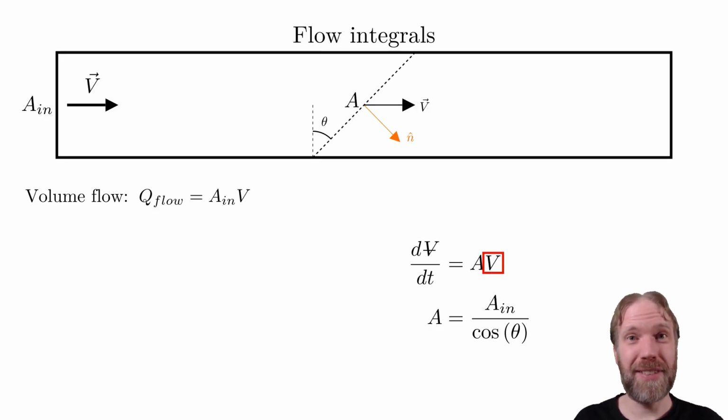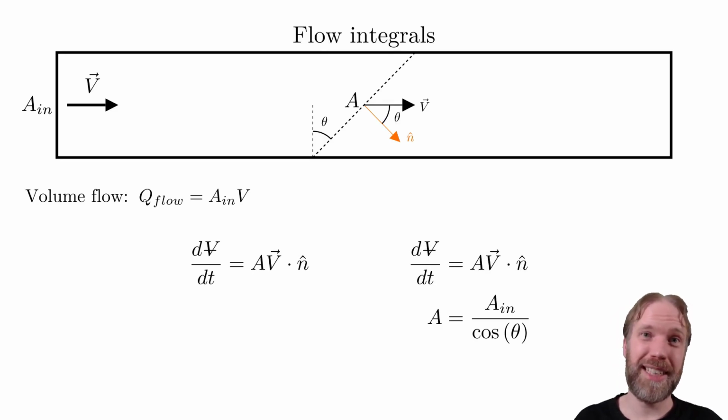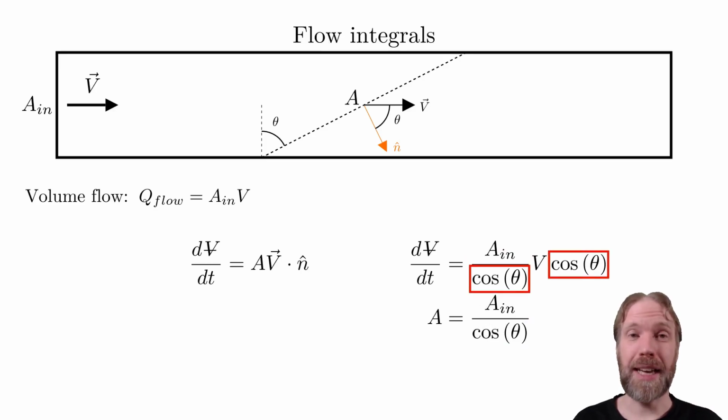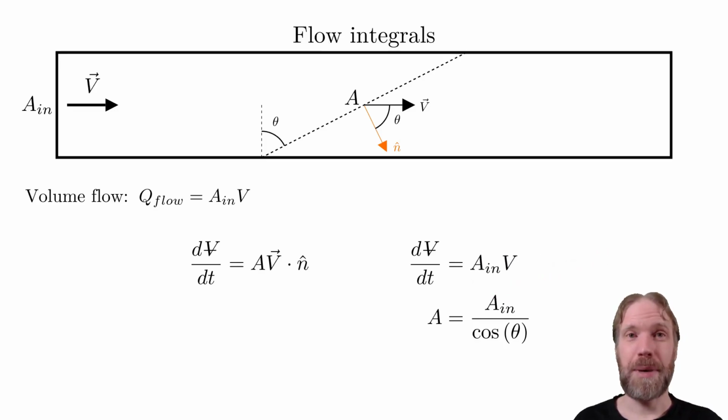Now, let us replace the velocity with the dot product between it and the normal vector. The angle between the velocity and the normal vector is theta, which is more easily seen if we increase the value of theta. The dot product can be calculated by using cosine between the vectors. Insert a new area. Cosine cancels and we get back our original expression. Hence, by adding in the dot product, we can now handle any direction for the cross-section.